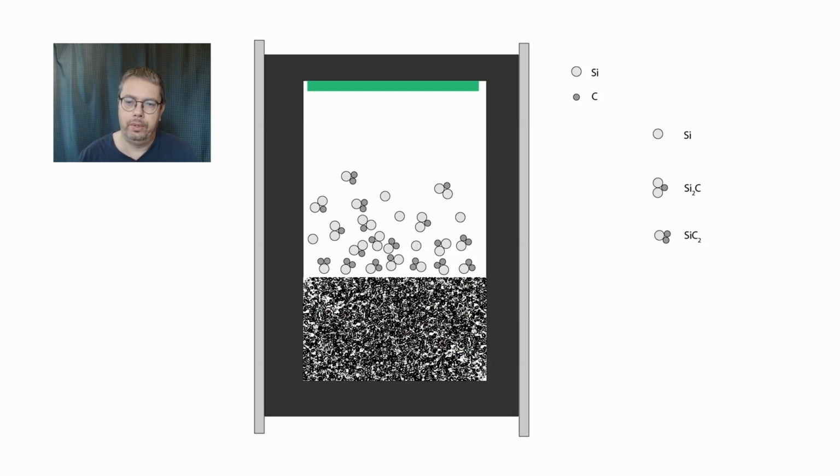Physical vapor transport is the most common process for the growth of silicon carbide. And it is established since many years, since the research in the 1990s and maybe a little bit before. Then it has matured now, so it's an industrial process.